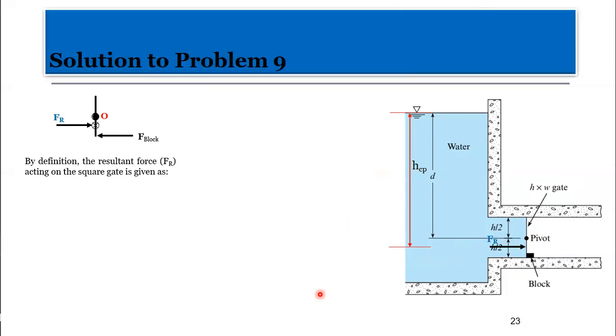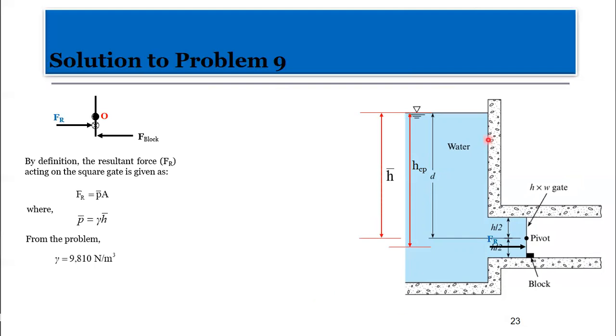So this is basically an application question too, right? By definition, the resultant force FR acting on the square gate is giving us what? P bar A. It's the same thing, right? Now P bar is gamma H bar, and from the problem, gamma is given because it's water. Now, we need to know H bar.